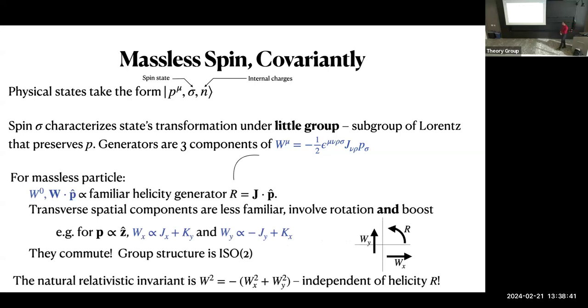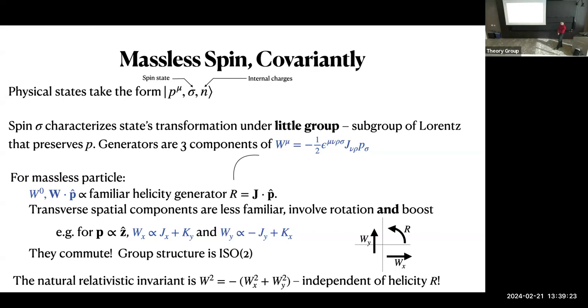Now the massless case is different. The components of the Pauli-Lubanski vector can continue to generate the little group, so you can do your covariant analysis the exact same way. But now there's no rest frame. So two of the components become degenerate, and they're just proportional to what we're used to calling the helicity operator. This is just the angular momentum in the direction of the spatial momentum. It's not a covariant quantity, but it's a convenient one to use. What we often do is pretend that we can completely describe states by their eigenvalue under this helicity operator.